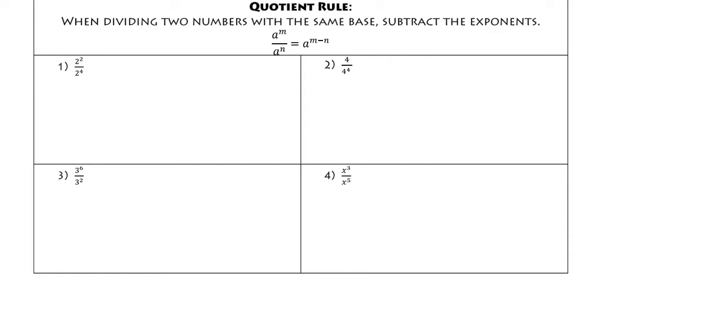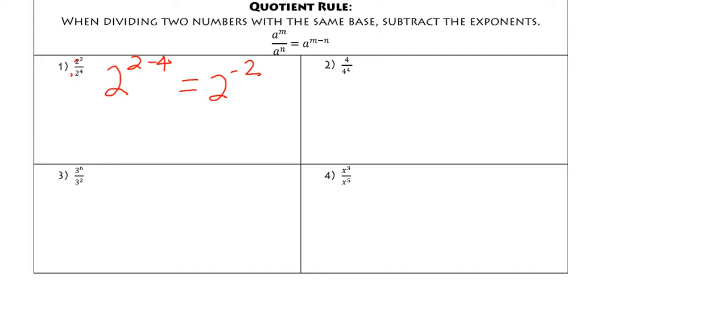Number 1, 2 to the 2nd power over 2 to the 4th. That will give me 2. I keep the same base. Subtract the exponents, 2 minus 4. So we have 2 to the negative 2 power. And we'll see later that we don't want a negative exponent, but for now we just leave it as 2 to the negative 2nd power.